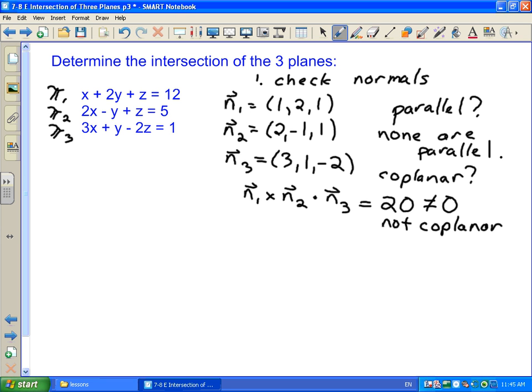So now we've narrowed this down to one situation here. We know we have option 8. These things are going to intersect at a single point. So we want to find this point of intersection. So we'll just say find point of intersection.